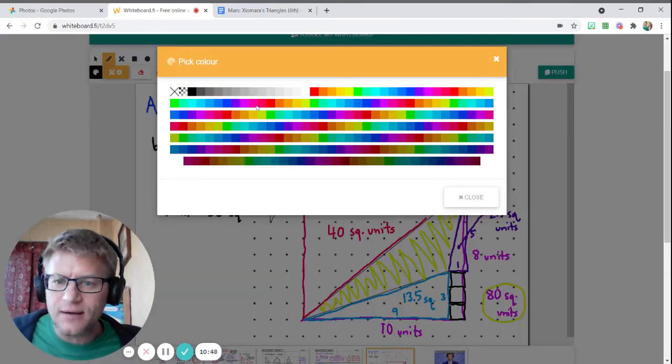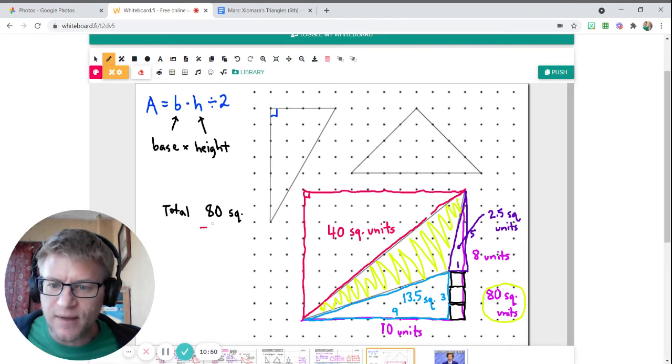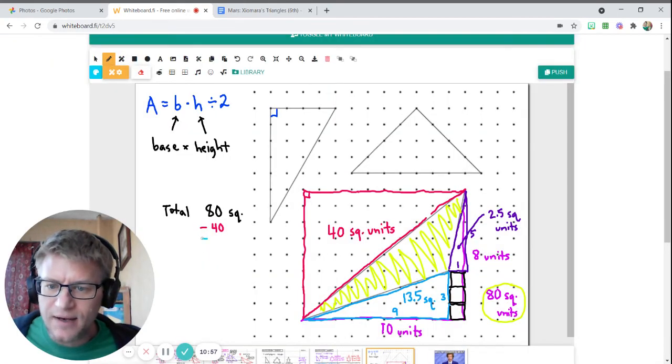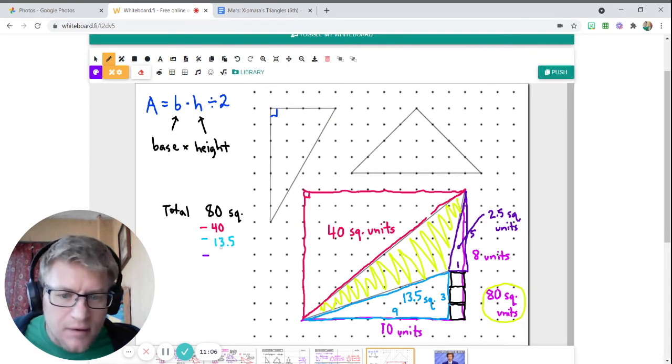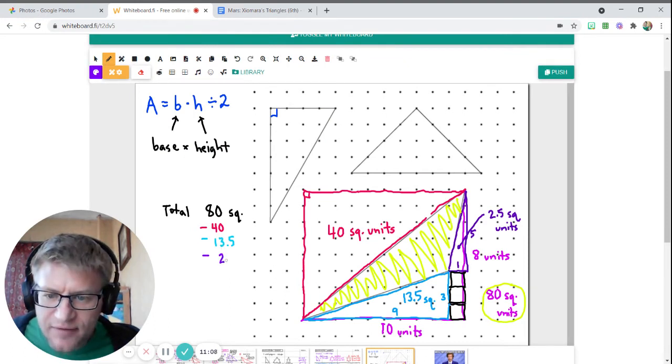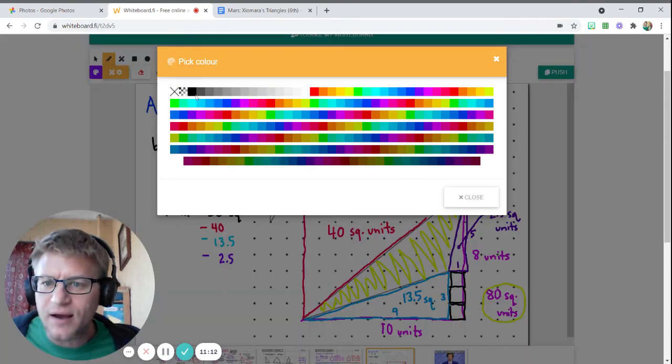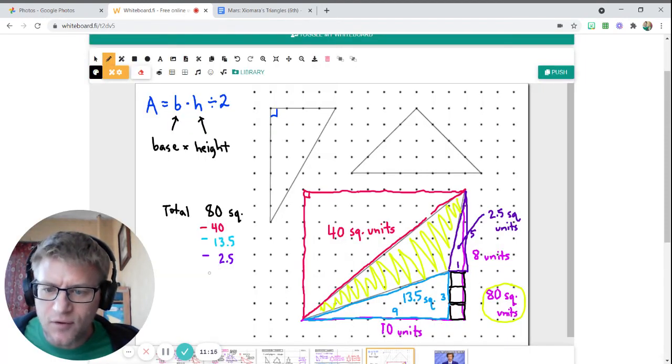And I'm going to take away all the rest. I'm going to take away the pink. Let me make sure we get this. We're going to take away 40. 80 minus 40. We're going to take away the blue, the light blue. Which blue was that? Was it this one? Minus 13.5. We're going to take away the purple. So where's my purple? Minus 2.5. Notice I'm lining up the decimals, right? And then I'm going to take away the 3. The 3 is my 3 squares. So also minus 3. And now we're going to calculate what that is.